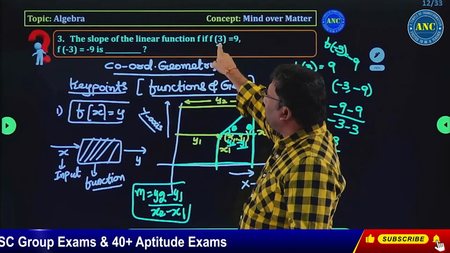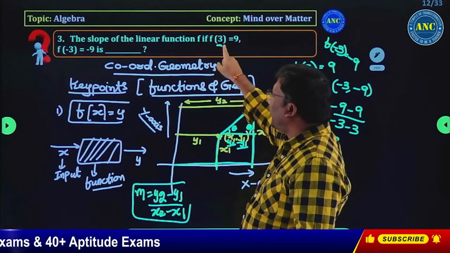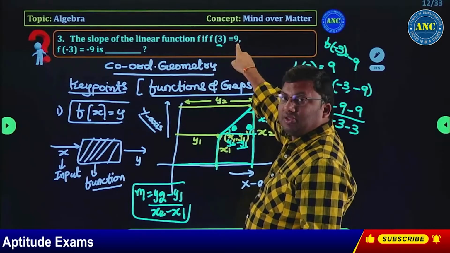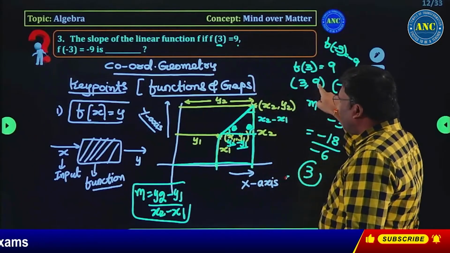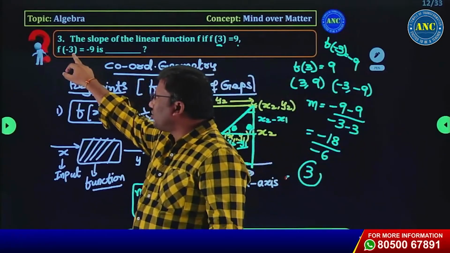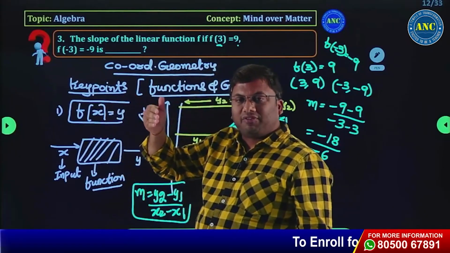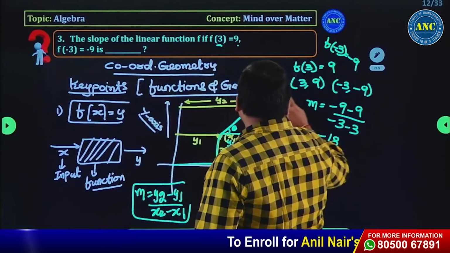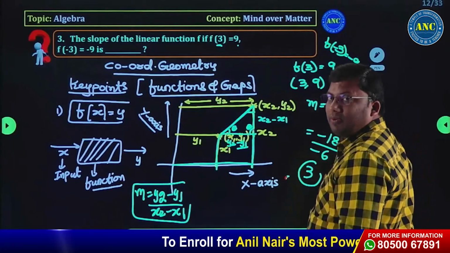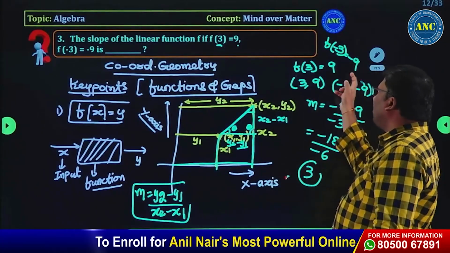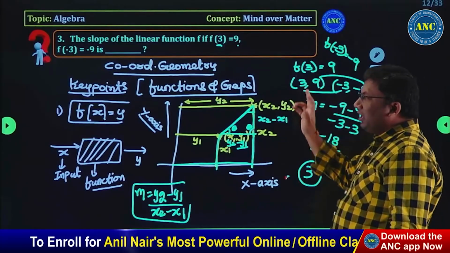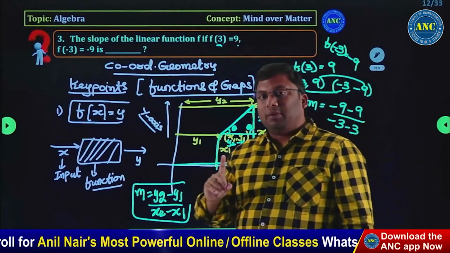This is the input, on which the function is performed. So it is x1, it is y1. x1 is 3, y1 is 9. This is x2, on which some function is performed to get the output. x2 is minus 3, y2 is minus 9. Slope is given by y2 minus y1 by x2 minus x1. Again I am repeating it.